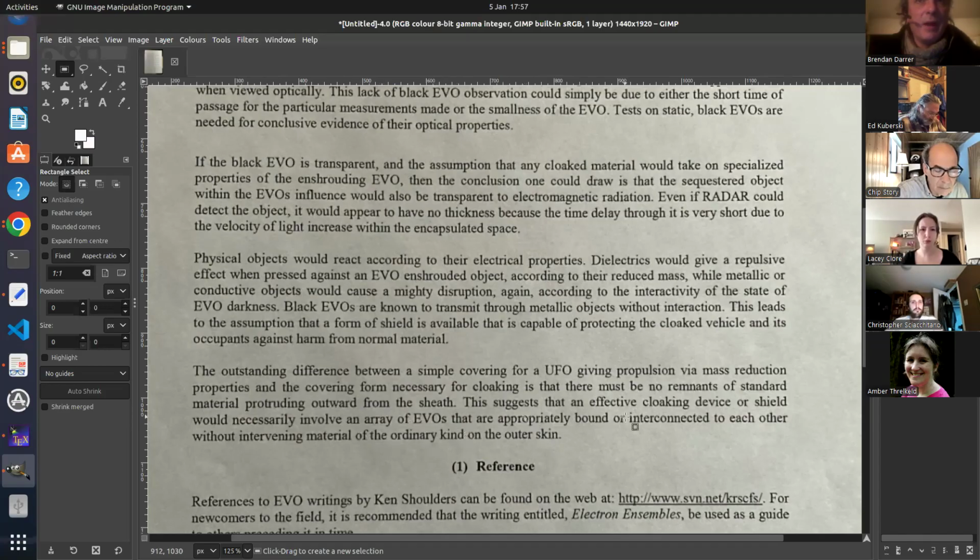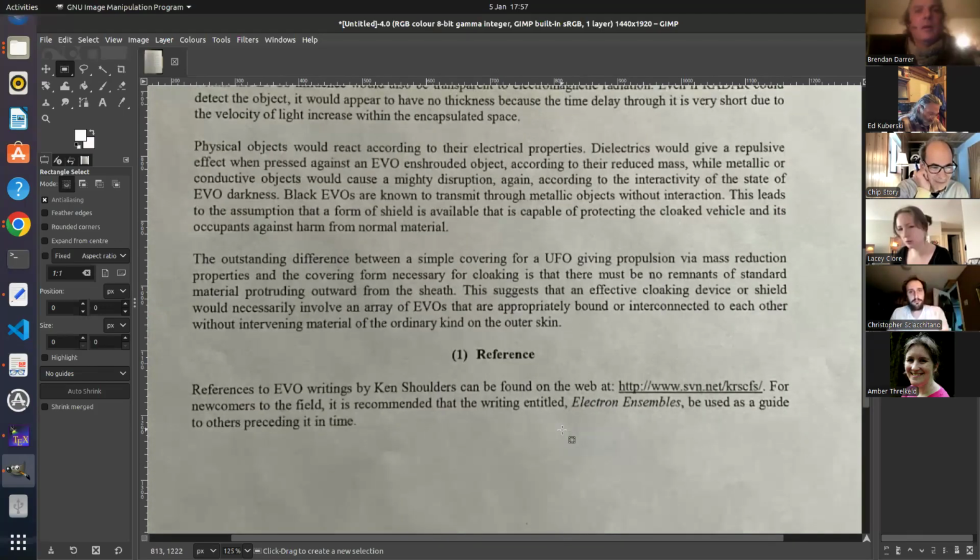I'll read that again. This suggests that the effective cloaking device or shield would necessarily involve an array of EVOs that are appropriately bound or interconnected to each other without intervening material of the ordinary kind on the outer skin. Wow. And there's that reference. It just says to reference the website.